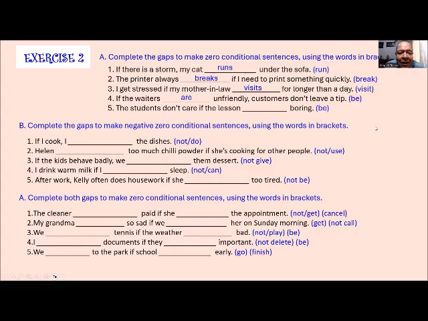Number 5, please, Christian. The students don't care if the lesson is boring. No, remember you have to conjugate the verb to be. For the verb to be, we have 3 forms: am, is, and are. Which of them corresponds to this sentence? Am, is, or are? Christian? The lesson?